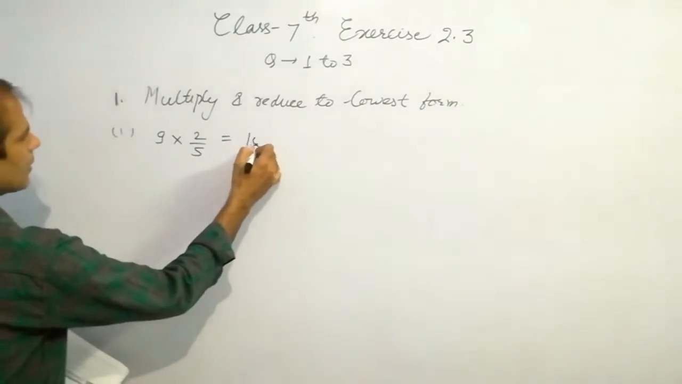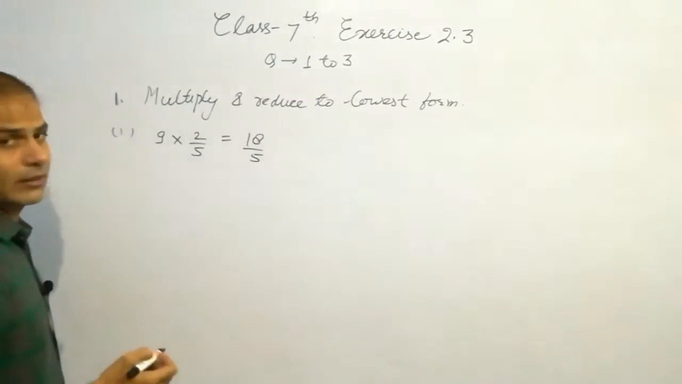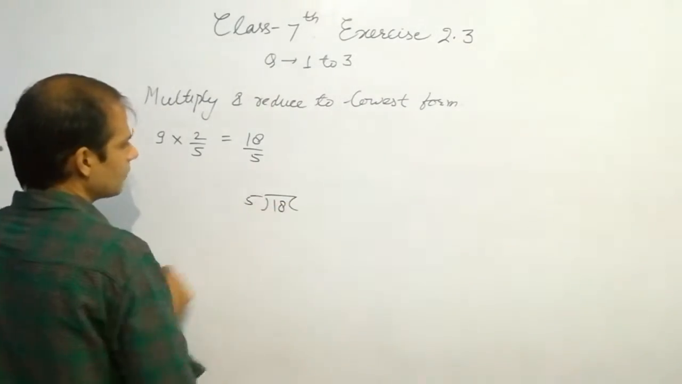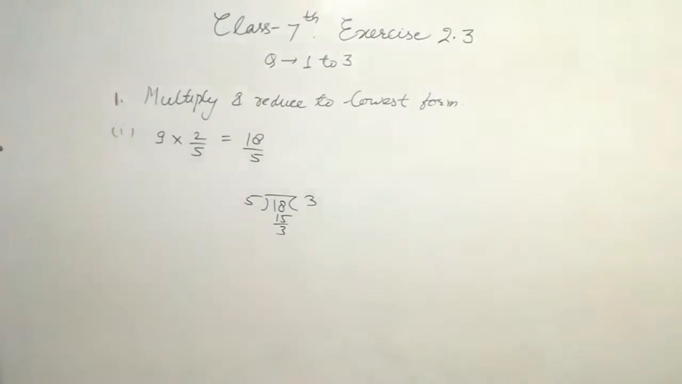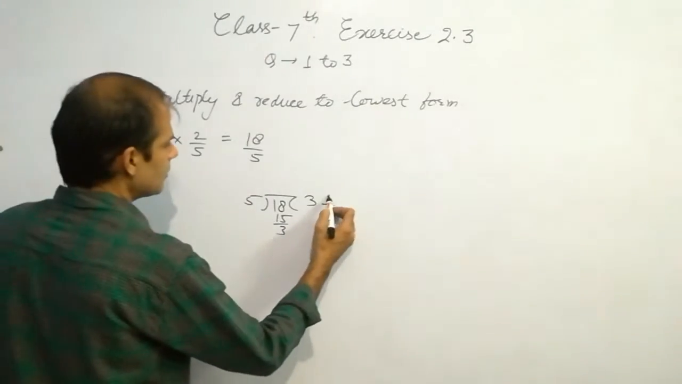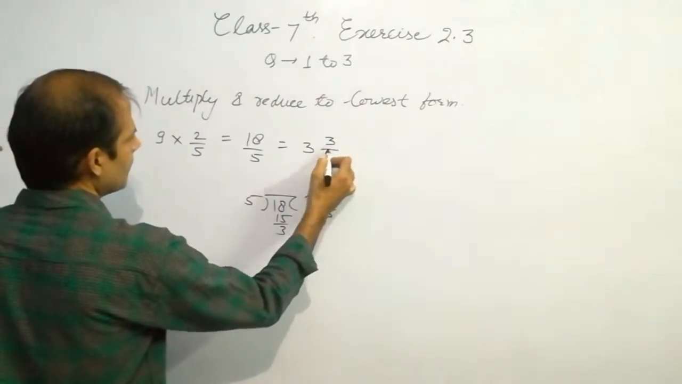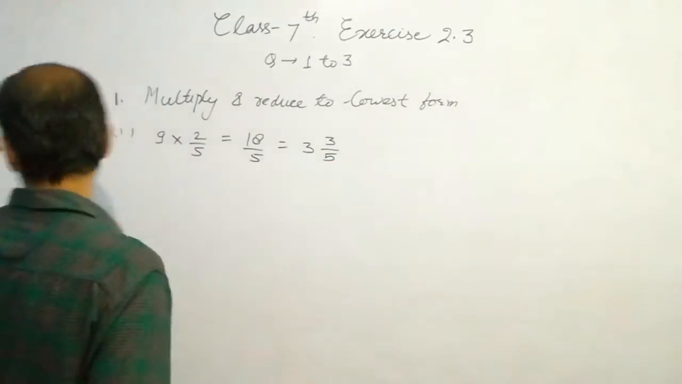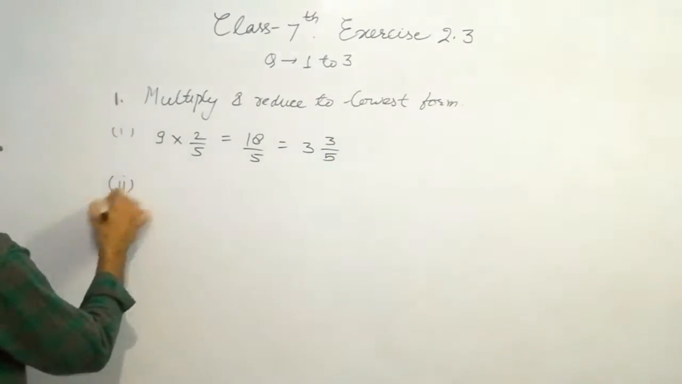So 9 2s are 18 upon 5. Now you have to divide 18 by 5. So I am doing rough work here. 5 3s are 15. Okay, and 3 is remainder. So it is 3 and 3 upon 5. The answer is 3 and 3 upon 5. This is the answer of first part.